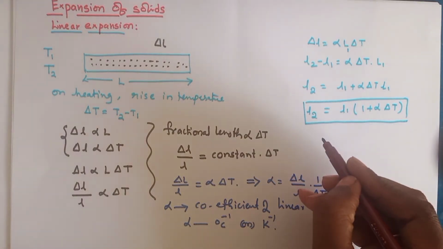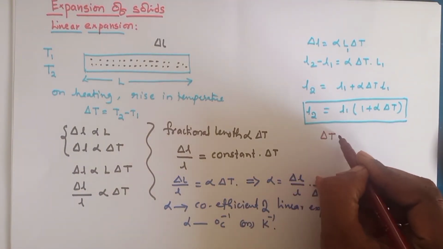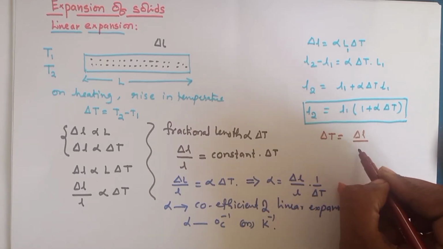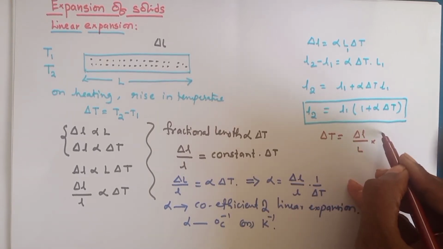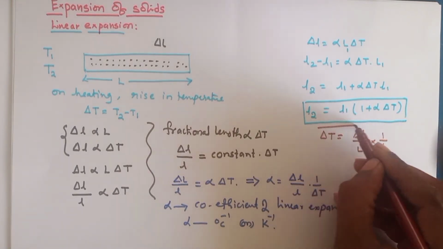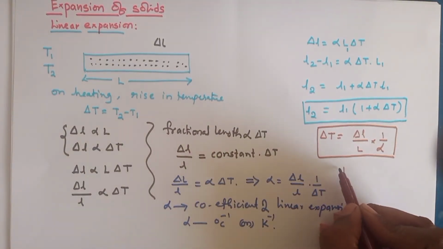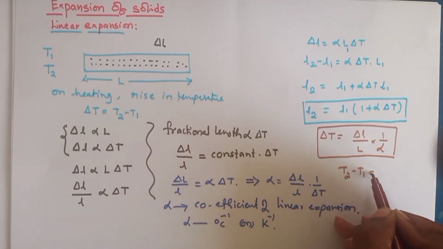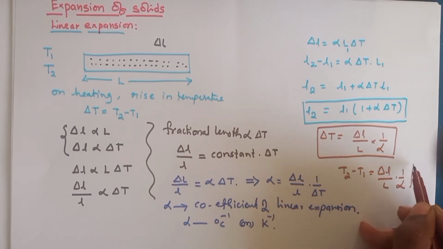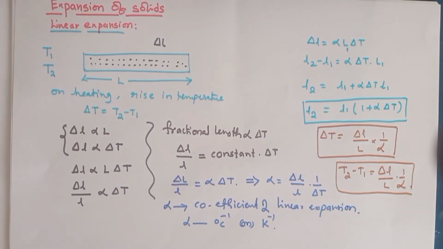If you want to calculate delta T from this, delta T is equal to delta L by the original length L into alpha. Okay, this is delta T. Otherwise, you write T2 minus T1 is equal to delta L by L into 1 by alpha. So this is about linear expansion.